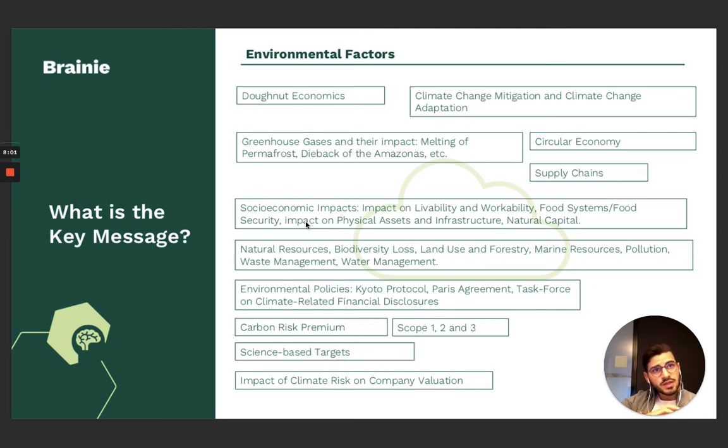Then following the Kyoto Protocol came the Paris Agreement in 2015, which set the specific targets to keep the increase in global average temperatures well below 2 degrees Celsius above pre-industrial levels, and to limit the increase to 1.5 degrees Celsius. This would substantially then reduce the effects of climate change.